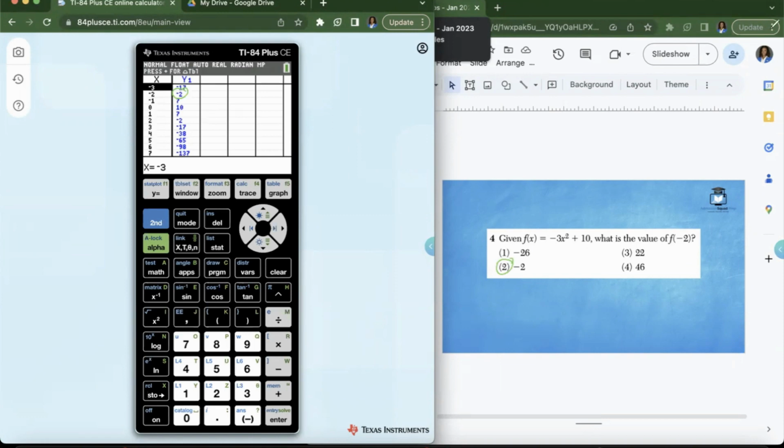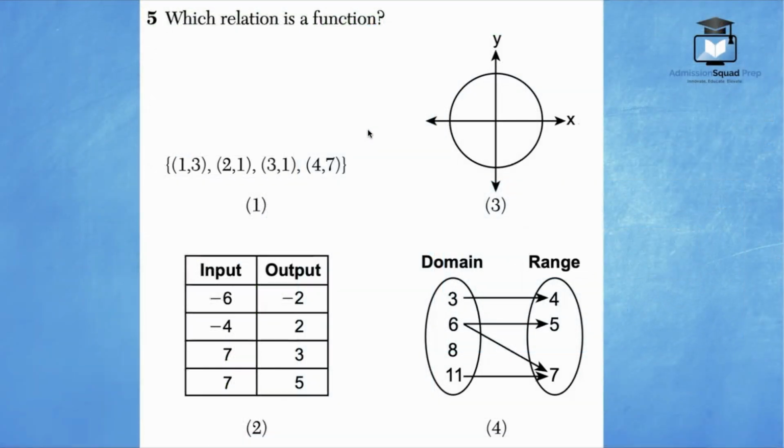Let's head on over to the final question for this video, question number 5. This question is asking us which relation is a function, and we have 4 different representations. For question number 5, there's really no use for a graphing calculator. We're going to go ahead and use our definitions to solve. The definition that I prefer to give our students is that a function is a relation where the x value does not repeat. Okay? X values don't repeat. If the X values repeat, not a function. If the X values don't repeat, it's a function.